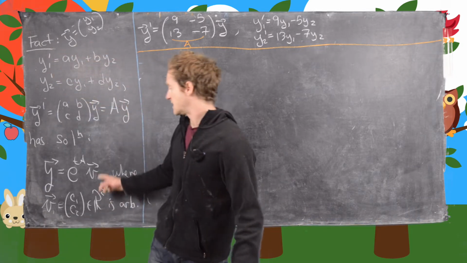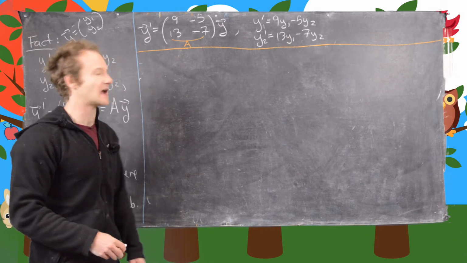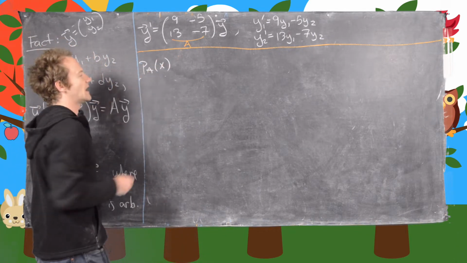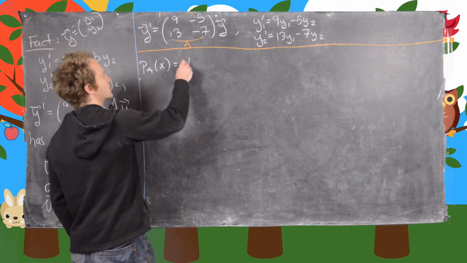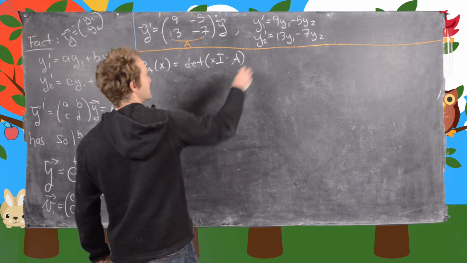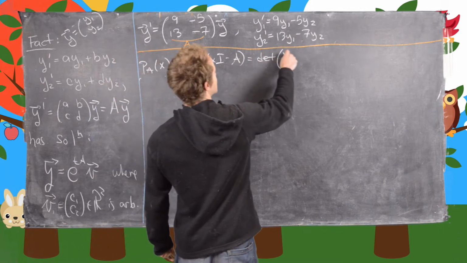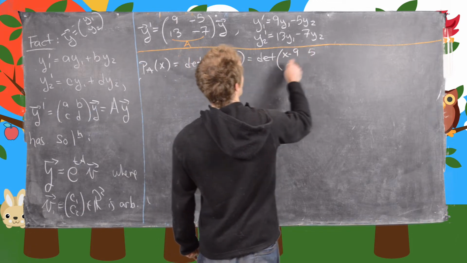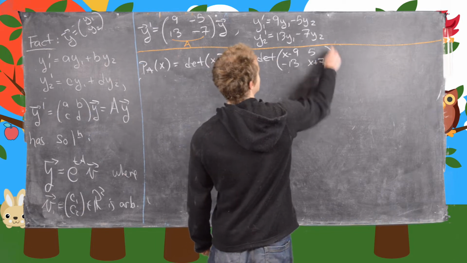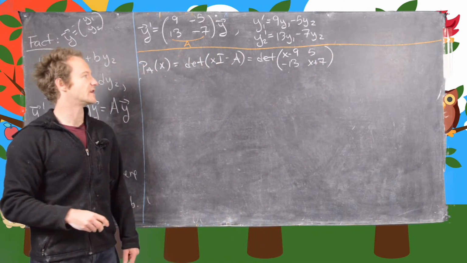Since we need the matrix exponential to solve this, the first step is finding the eigenvectors and eigenvalues, which is going to depend on the characteristic polynomial. So we need to find p_A(x). Let's recall that's the determinant of xI minus A. So that's going to be the determinant of [x minus 9, 5; minus 13, x plus 7]. Okay, good. Let's see what we get for that.